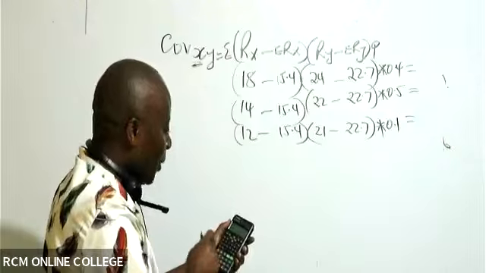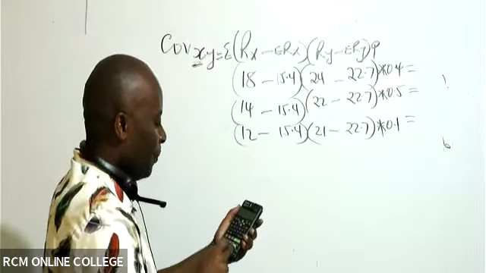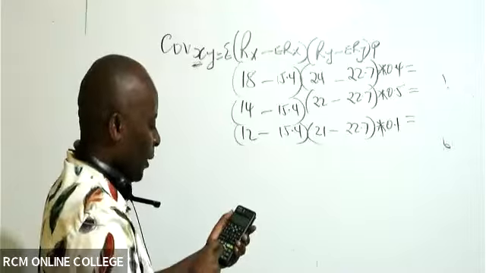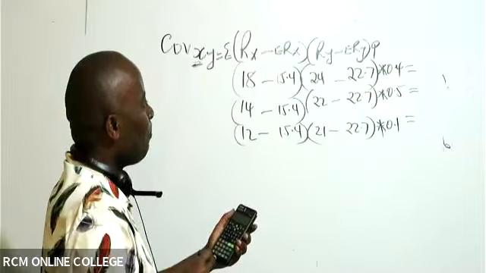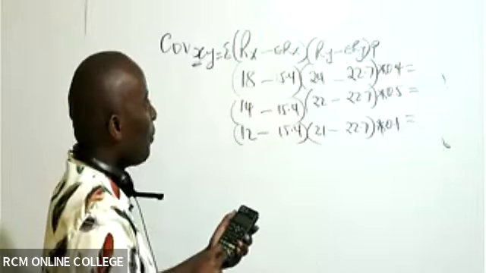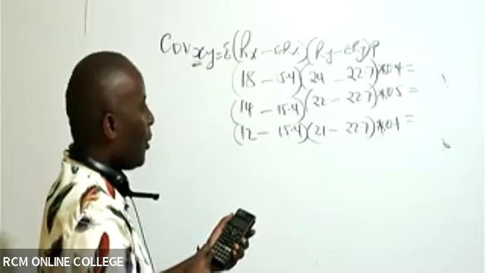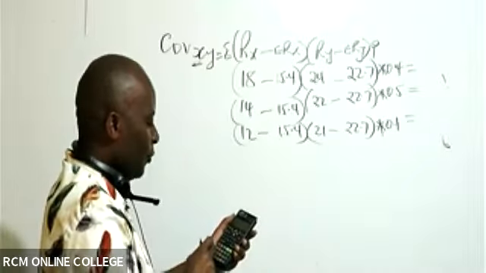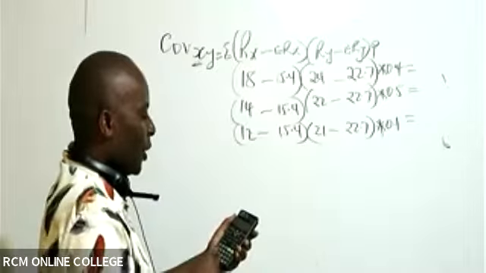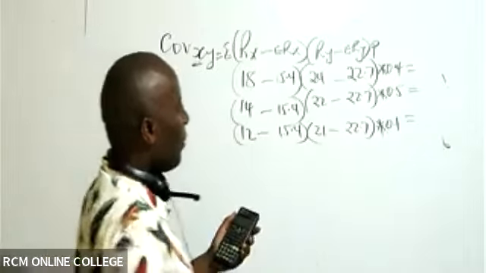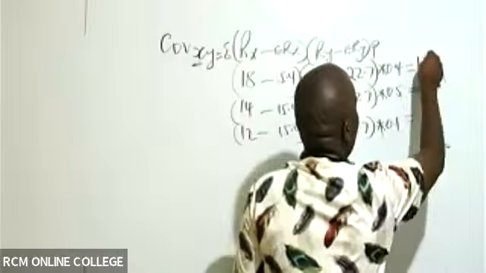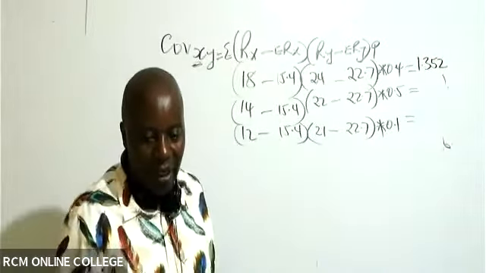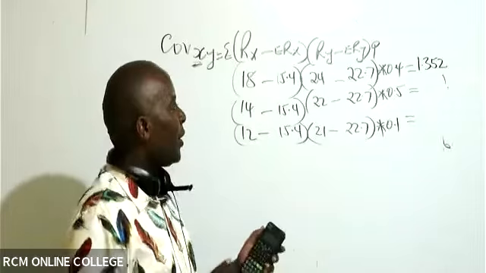So you say on, open brackets, 18 minus 15.4, close, times, open, 24 minus 22.7, close, times 0.4. You say equals. Ladies and gentlemen, I'm getting 1.352. Is there somebody who is able to get 1.352? Thank you so much, Edna. Yeah, Pauline, great. So we go to the second one.